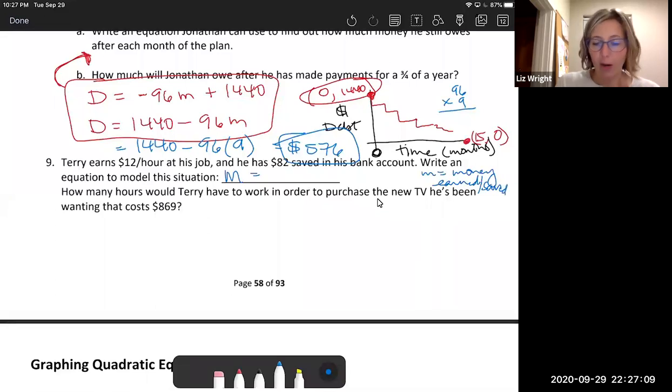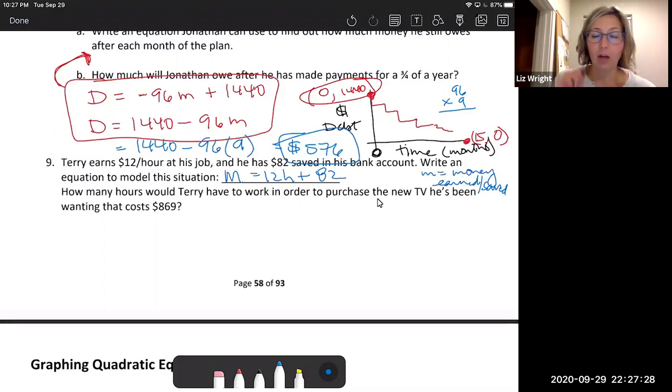How much are we making per hour? 12 bucks per hour plus $82. That's how much money he has. How many hours would Terry have to work in order to purchase the new TV he's been wanting that costs $869?